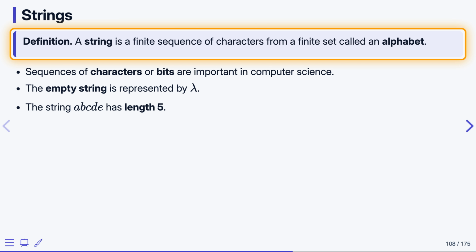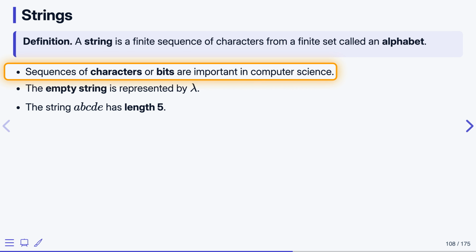This slide connects sequences to computer science through the idea of a string. A string is a finite sequence of characters, taken from a fixed, finite collection of symbols that we call an alphabet. Because it is a sequence, the order of the characters matters. Strings are everywhere in computer science. Text is a sequence of characters, and data is a sequence of bits, that is, zeros and ones.